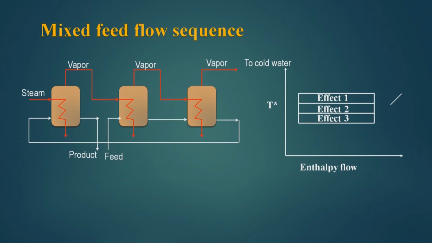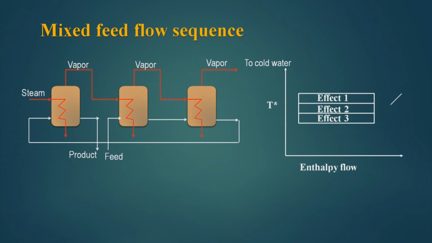Now, it is a mixed flow sequence of a triple effect evaporator. Now, if you see this triple effect evaporator, it is a simple triple effect evaporator when feed temperature is equal to the boiling point temperature of the effect, and if it is not so, then its shape will change.